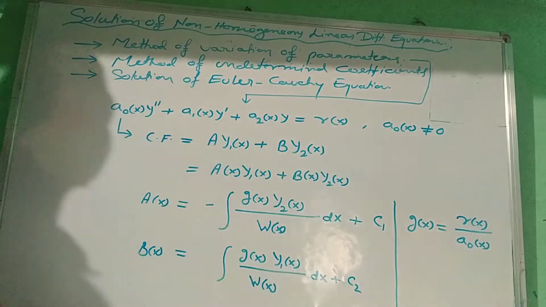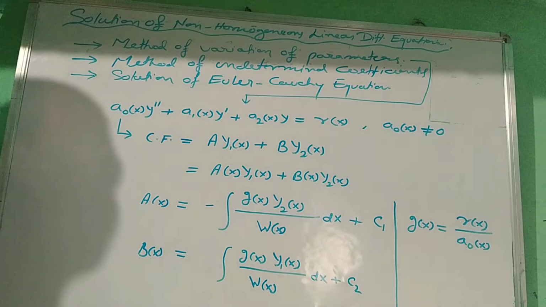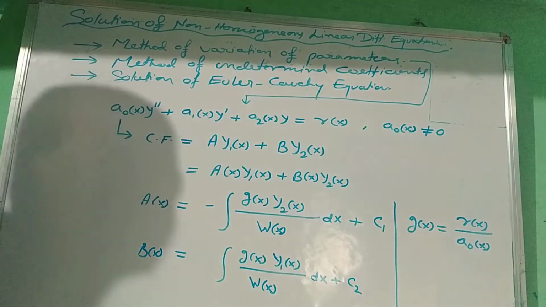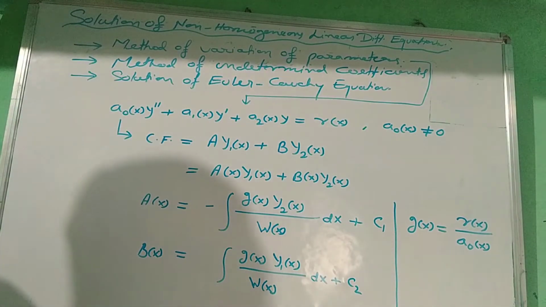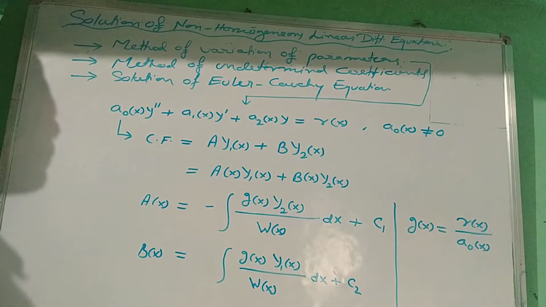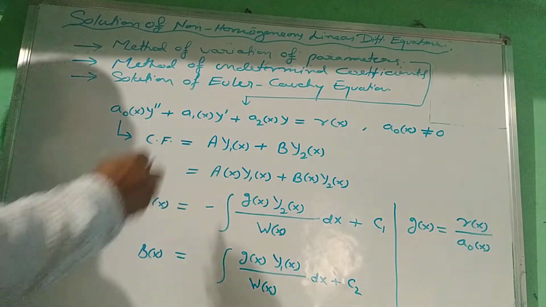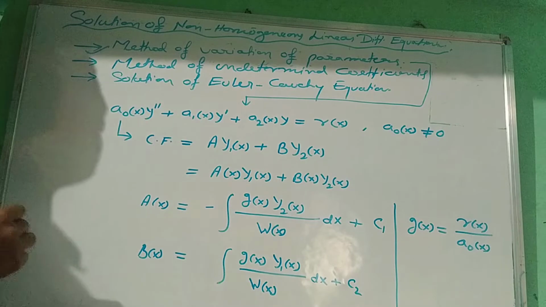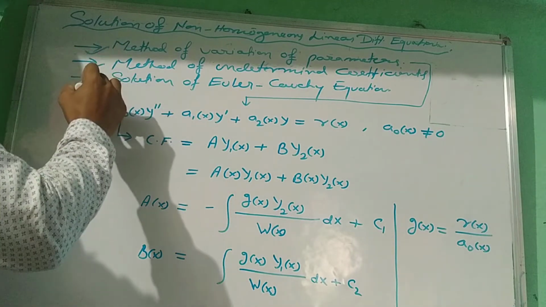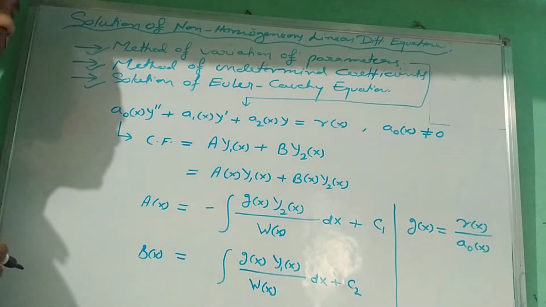Today we will learn a new topic, that is, the solution of non-homogeneous linear differential equations. Basically, we have three methods for the solution of such type of differential equation. One is the method of variation of parameters. This is the first method. Second is the method of undetermined coefficients, and the third method is the solution of the Euler-Cauchy equation.